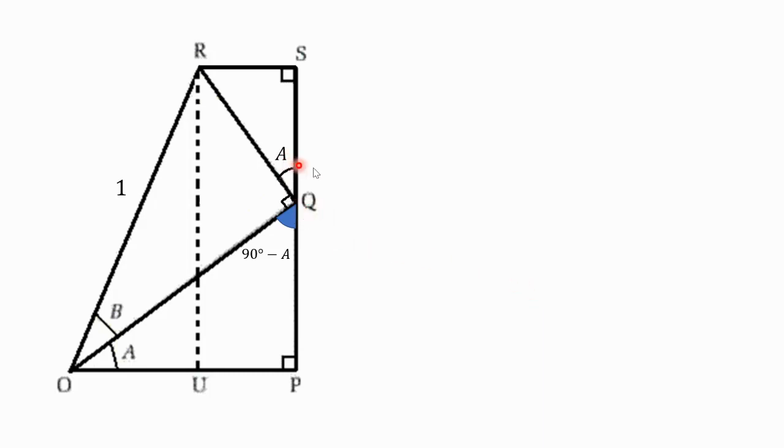Now, that's going to be very important and useful. The 90 minus A, we're not really going to be using that again in this proof, but the angle A being labelled up there, that will be very useful indeed.